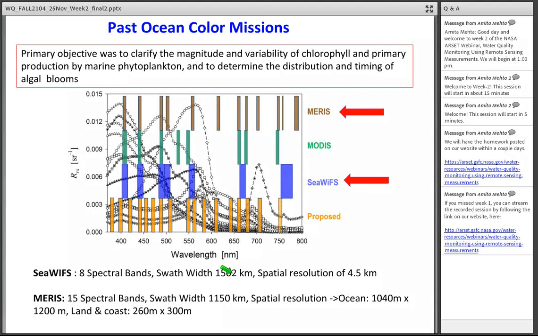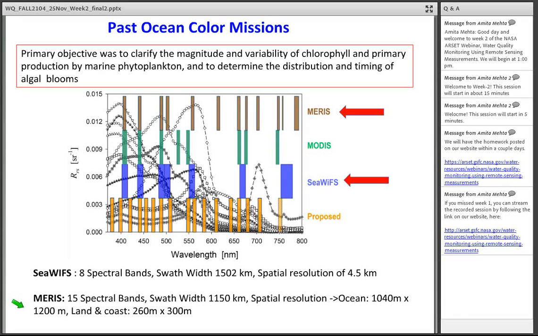Both have about a 1500 to 1100 kilometer swath. Here is 4.5 kilometer. Here resolution is 260 meter to 300 meter for coastal oceans. Over open oceans it is almost like a kilometer to 1.2 kilometer. So different sensors, all of them are in polar orbiting satellites. They all have different pixel scale resolutions, and they have different spectral bands, slightly different characteristics.